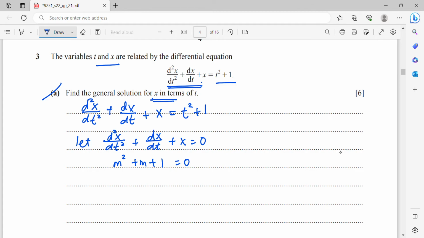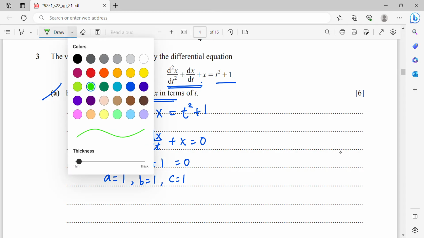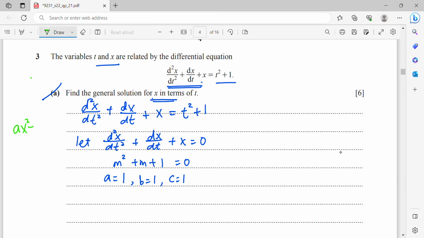And now we need to get the m values. So obviously, this quadratic cannot be factorized. Therefore, we have to use the quadratic formula. So my coefficient for m squared is 1, which is the a is 1. My b is also 1 because that is the coefficient for m. Then the constant is 1. Alright, so now since your equation is in terms of m, instead of x, right? So I'm using this formula.